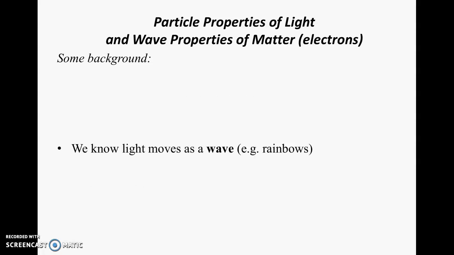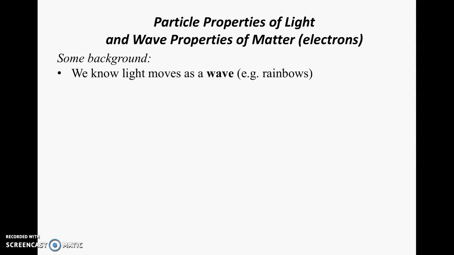And we start with the fact that we know that light moves as a wave, and people knew that because they saw rainbows. The white light from the sun was diffracted by raindrops into its various colors, just like a prism.